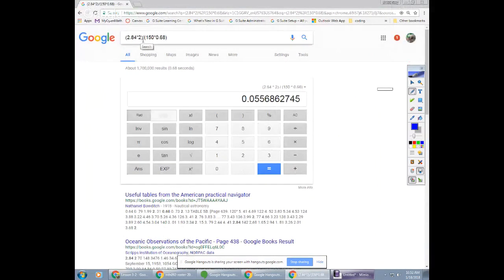So I have the numerator in parentheses, I have the denominator in parentheses, so that 2.84 times 2 divided by parentheses 150 times 0.68 close the parentheses. So I need parentheses both around the numerator and around the denominator multiplication. So that person gets a 0.06. For me, not driving yet. That's close enough to 0.08. I don't worry about it.